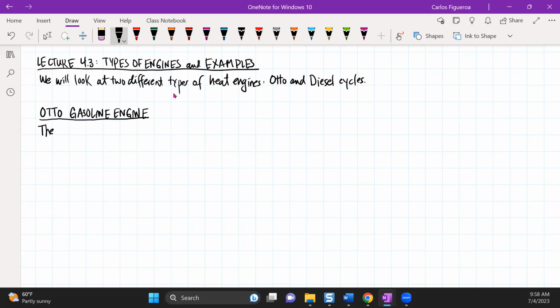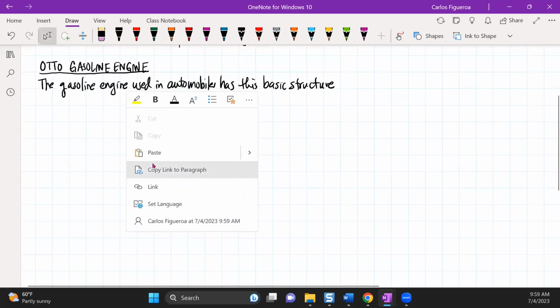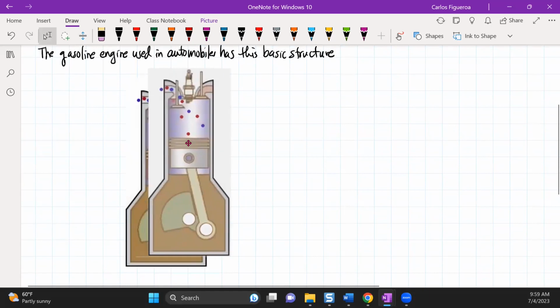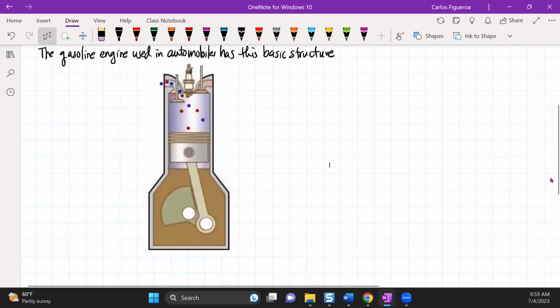The gasoline engine used in automobiles has this basic structure. So I made this image big so that we can clearly see it. Okay, so when I look at this thing, let's start listing some of the things here.